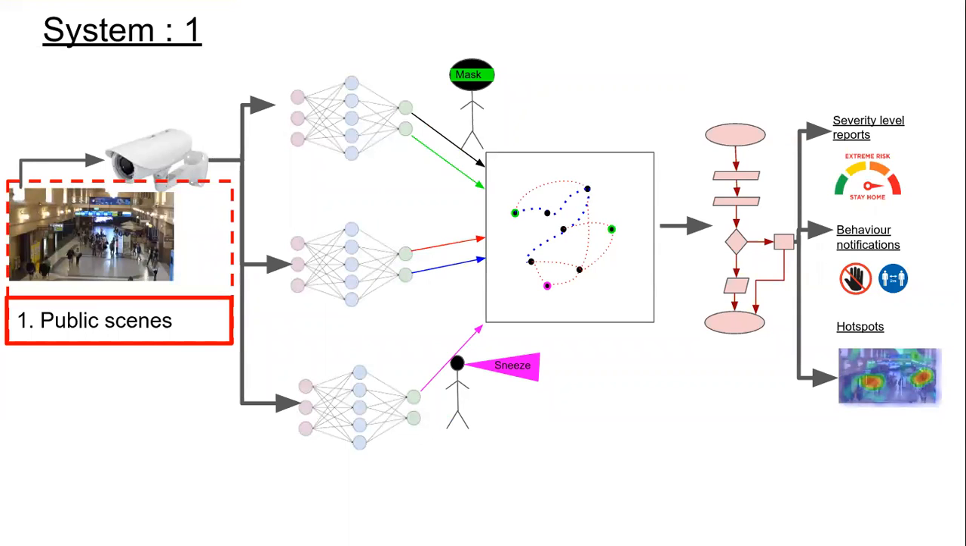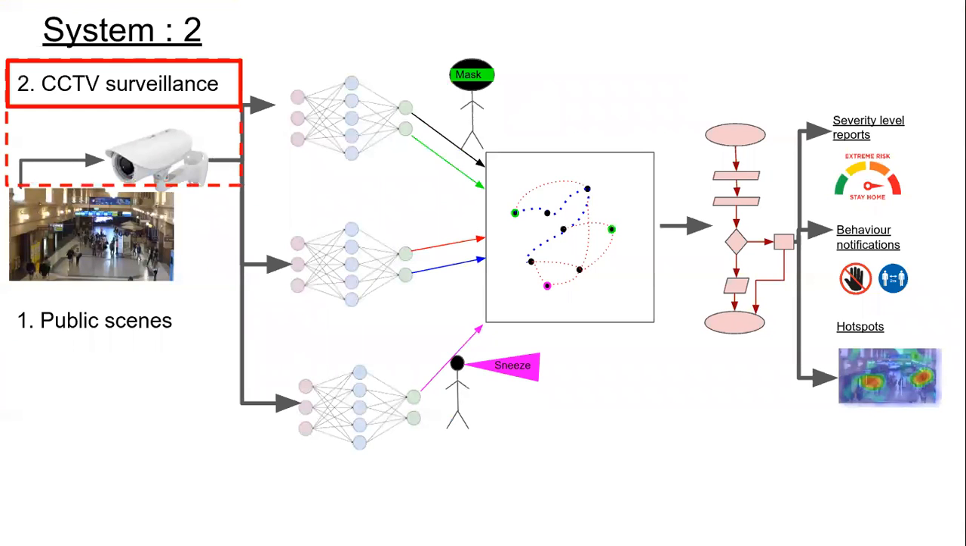Everything starts with an input. Here we are using public scenes as our input, video feeds from public scenes. We are capturing this input by CCTV surveillance. We are using commodity CCTV cameras, which may have resolutions of 1080p or above. That is enough for our system to work.